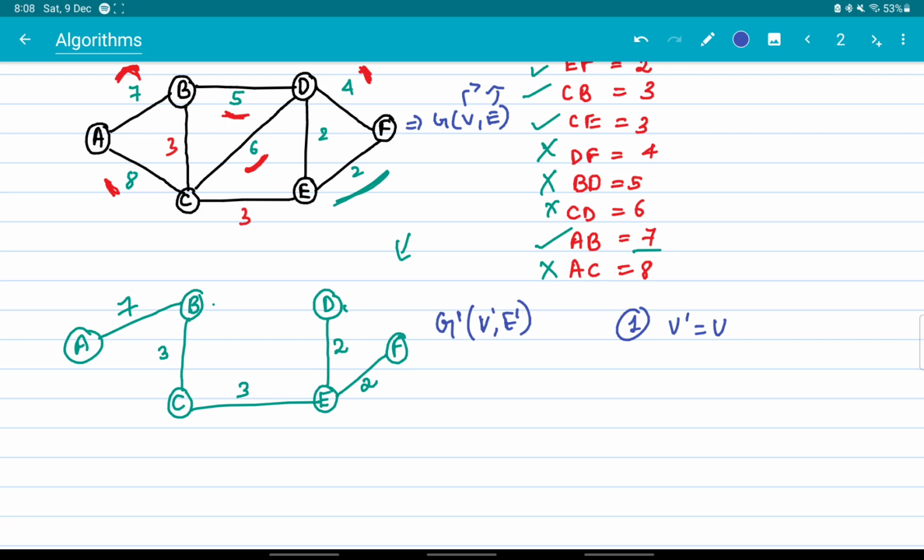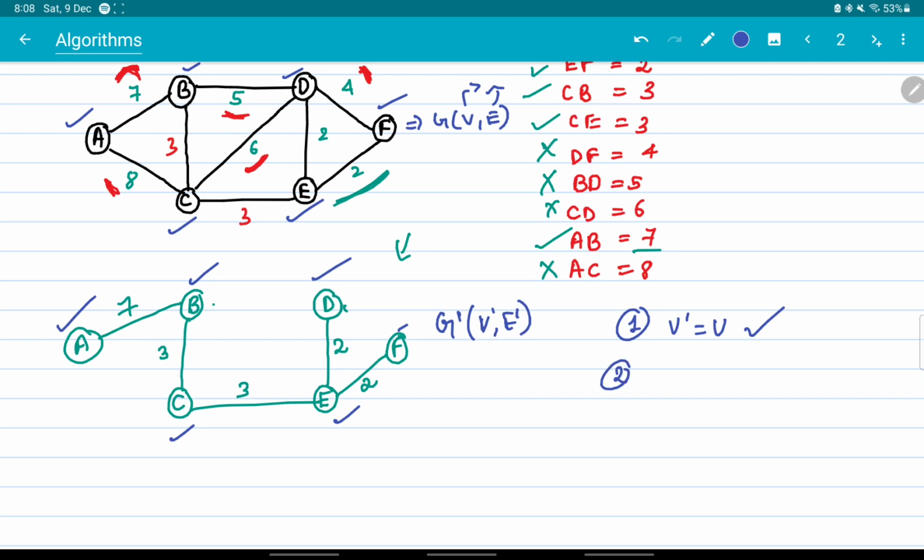So let me count the vertices in your graph. That is 1, 2, 3, 4, 5 and 6. So there are 6 vertices in the graph. In the minimum spanning tree, 1, 2, 3, 4, 5, 6. Again we have 6 vertices in our minimum spanning tree. So the first condition is verified.